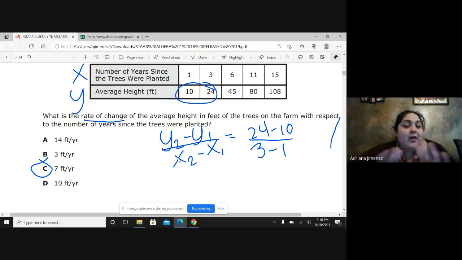Okay. Do we have any questions on what we just did right now on slope? Put equals 7 right here. And then we scroll down.